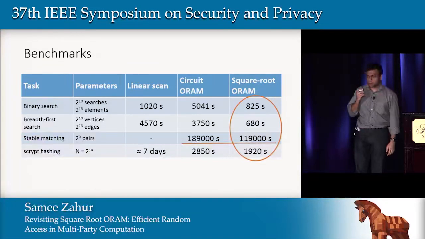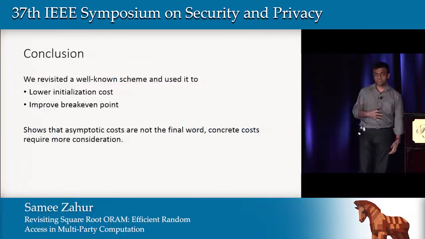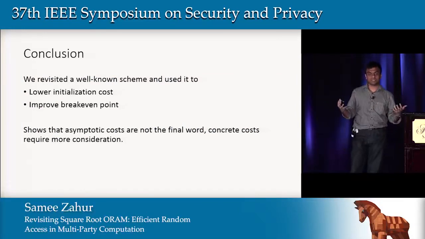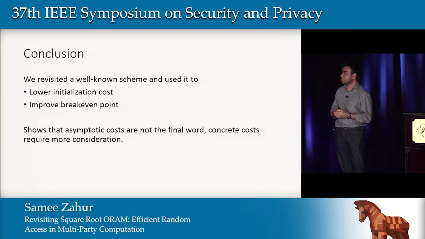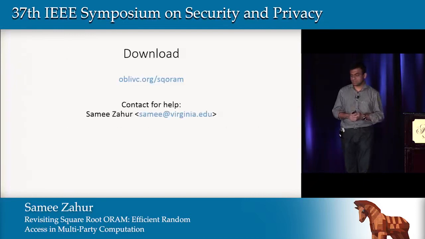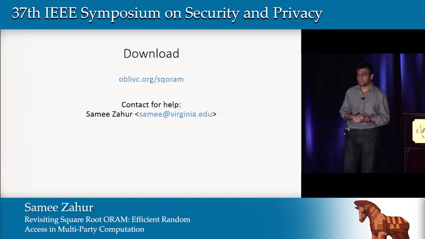So yeah, to conclude, we revisited an old scheme, to check whether or not we can do something useful with that. And it turns out that in real life applications, often the concrete costs matter, not just the asymptotic costs. Often your initialization costs, cutoff costs, break-even points, those things are parameters that you need to pay attention to. And hopefully this will make other applications more interesting. So yeah, with that, I'll take any questions.